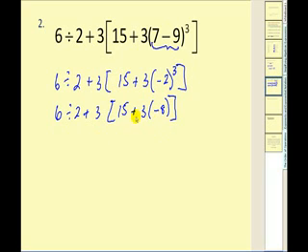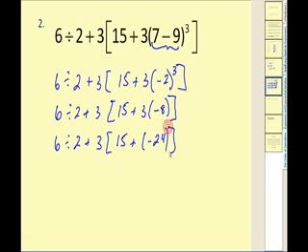Still working within the parentheses, now we have addition and multiplication. Multiplication takes priority over addition, so the next step, still inside the parentheses, 3 times negative 8 would be a negative 24. Again, still working within the parentheses, we have to simplify 15 plus negative 24. 15 plus negative 24 would give us negative 9.